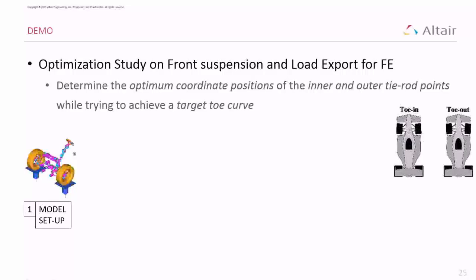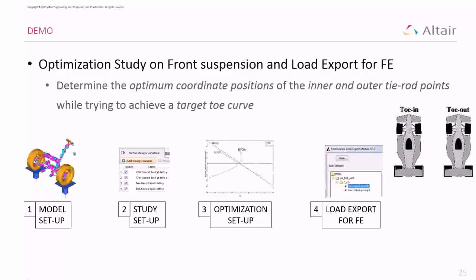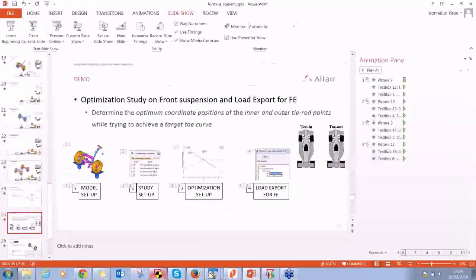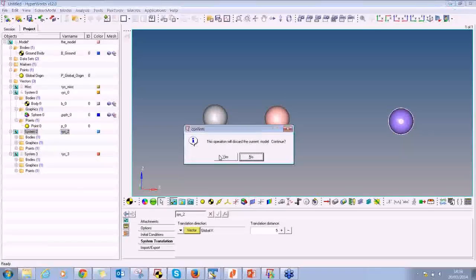The demonstration is divided into four parts. So first I will be showing you how to assemble the model in the first place and carry out an analysis on it and look at the reports. Then I will be showing you how to use HyperStudy to set up a study and perform optimization on your model. And then we will export loads for FE format. So let me bring up a new session.